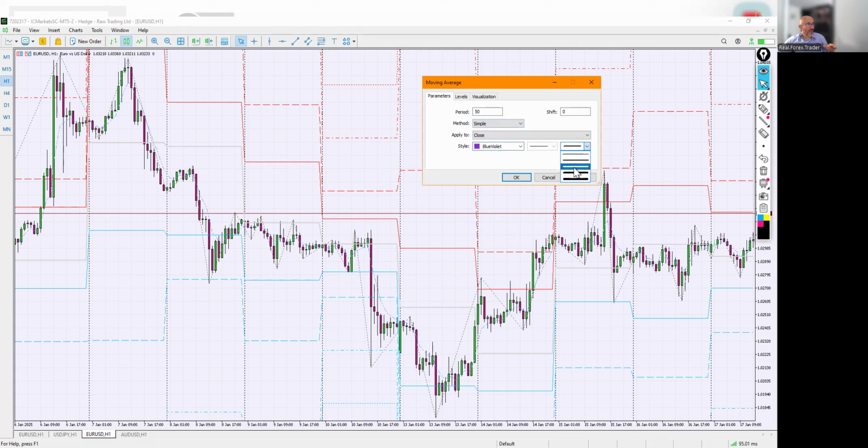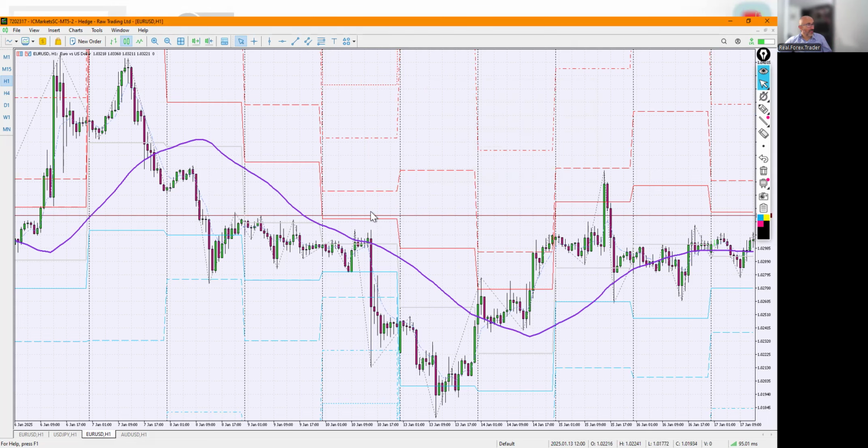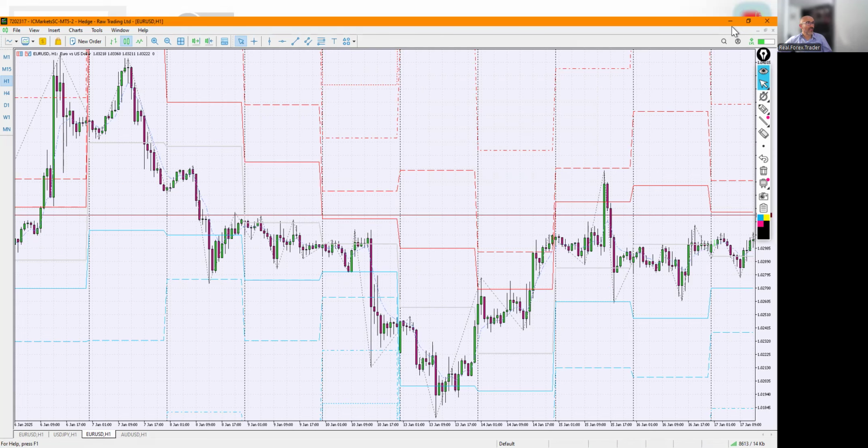You can change different tools in here and click OK, right? That's it. You got your EMA, right? Or your SMA. How do you delete it? Hover the mouse cursor over the indicator and choose delete indicator, right? So that is the way.